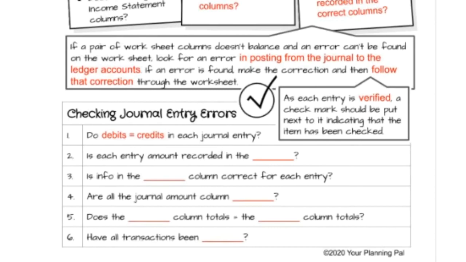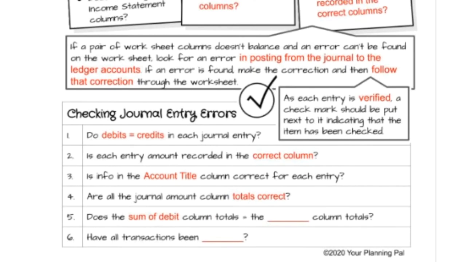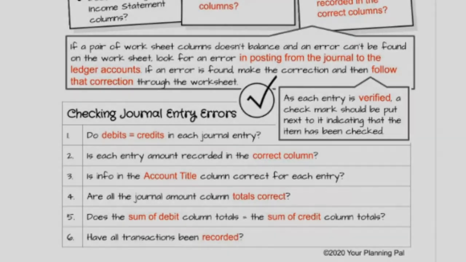Do debits equal credits in each entry? Is each entry amount recorded in the correct column, meaning debit or credit? Is the info in the account title column correct for each entry? Are all the journal amount column totals correct? Does the sum of debit column totals equal the sum of credit column totals? And have all transactions been recorded?